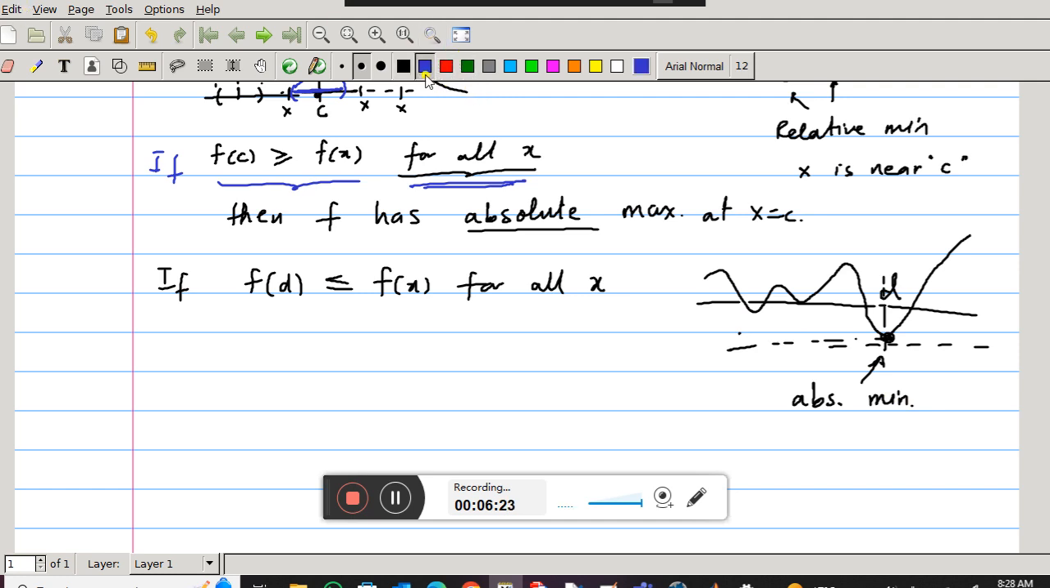This one is relative minimum. This one is relative minimum, right? They are relative minimum values. This is also a relative minimum value, but one of them has become the absolute minimum, just one. So relative maximum and minimum can be more than one, but absolute maximum and minimum will be only one. So then f has an absolute minimum.